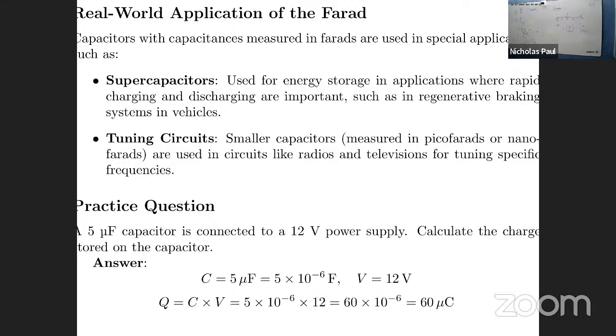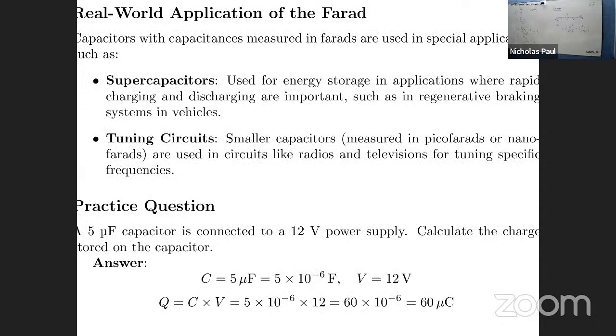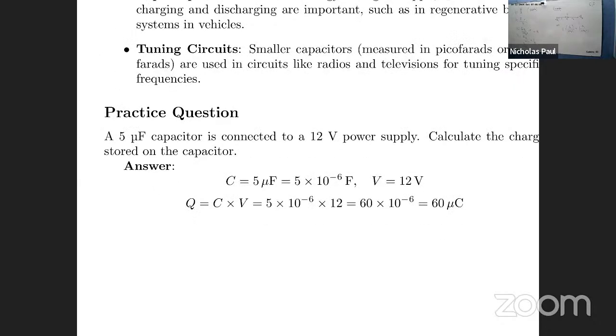Here we have a small example: a 5 microfarad capacitor. It gives you the voltage, and you find the charge. The one formula we have for the day, we just use it now. Q equals C times V, we arrange it and then you find Q. Are you okay with that? Everybody okay with that?